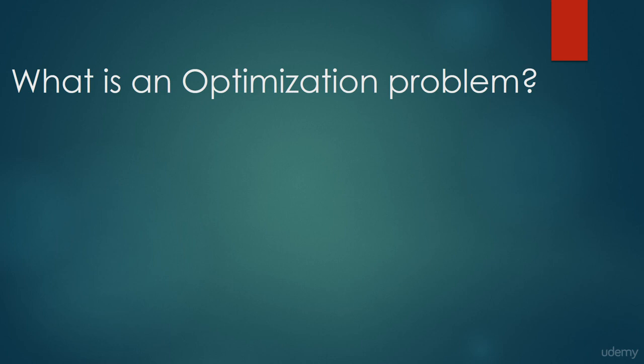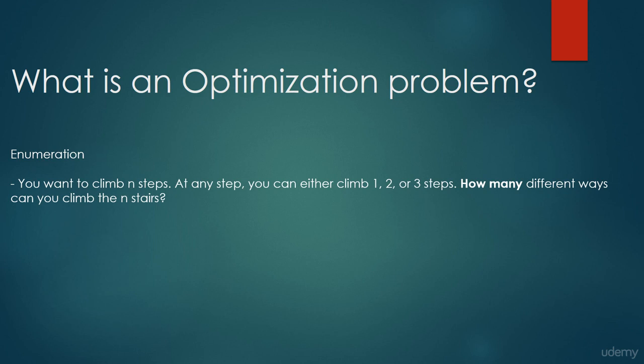So what exactly is an optimization problem? Well, optimization problems have many forms, but there are three types which are very frequent and occur almost all the time. The first type of optimization problems is enumeration. An example is that you want to climb n stairs or n steps, and at any step you can either climb 1, 2, or 3 steps, and then it asks you to find how many different ways you can climb the n stairs.